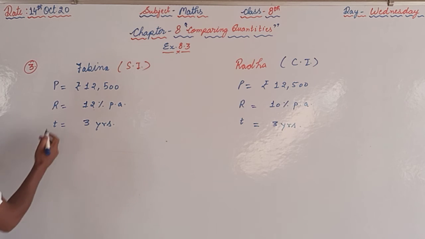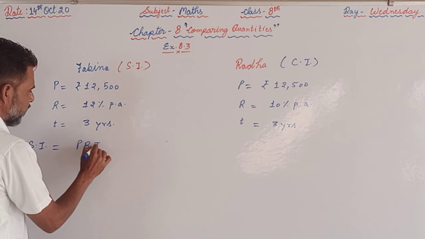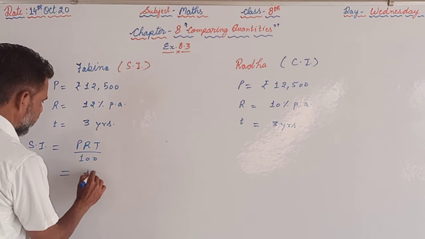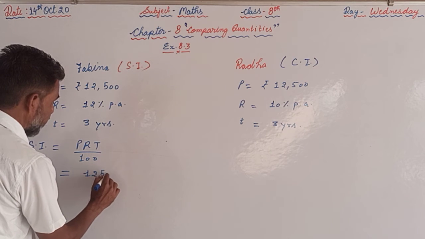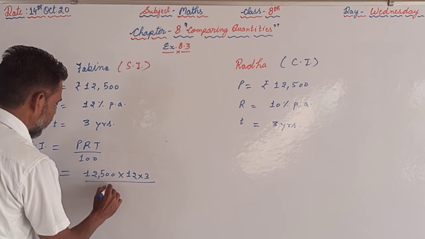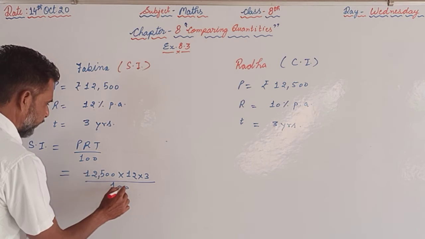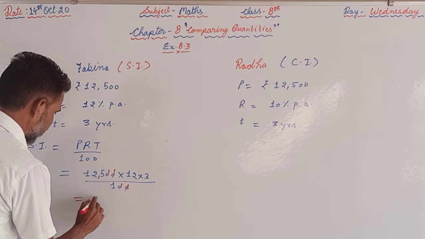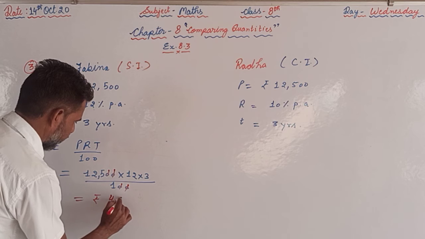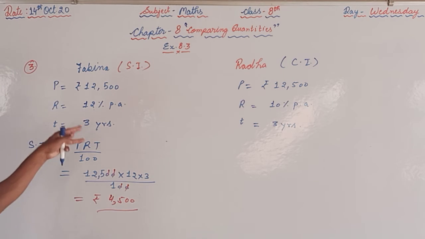So here simple interest is the simple formula, that is PRT upon 100. PRT upon 100 means principal 12,500 into rate 12 into time 3 upon 100, and then 20 cancels out 20, and the simple interest comes, I think, 4,500. You are supposed to calculate that.